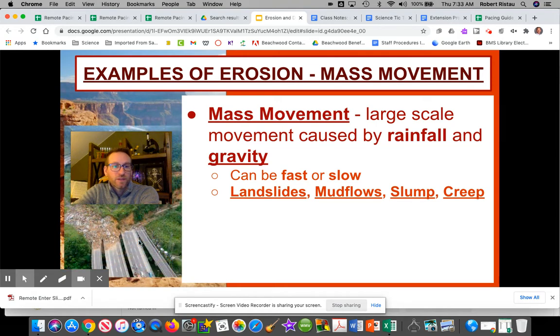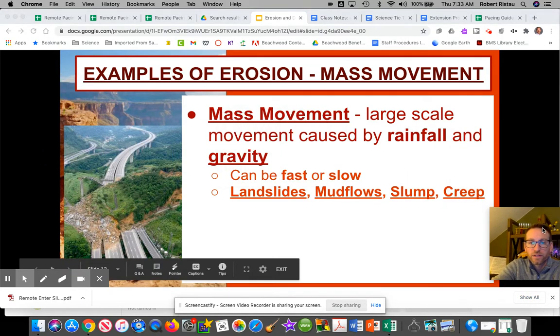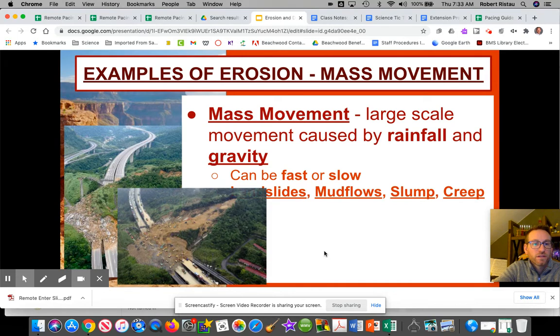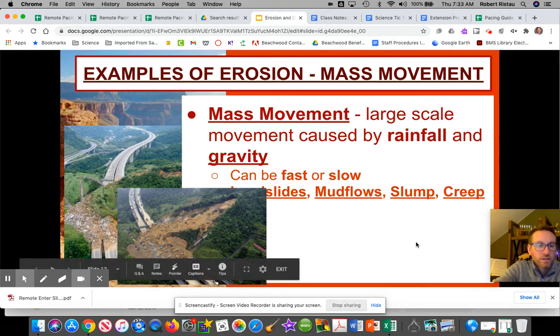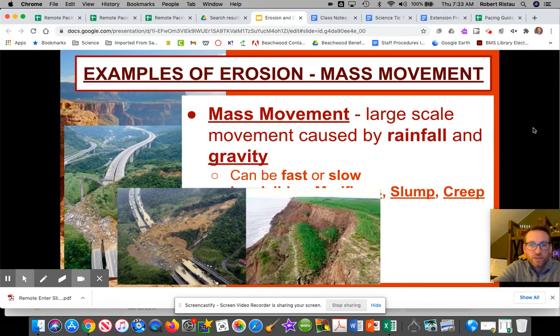So let me just throw in a couple examples here. Here are some landslides. It looks like it's the same, but it's not. Two different locations here. These are in China. A mud flow. Here along a cliff, you can see an example of slump.